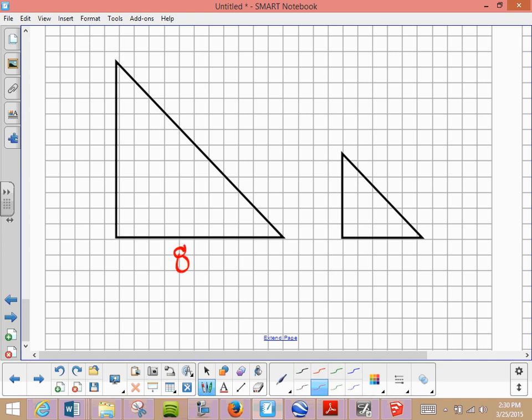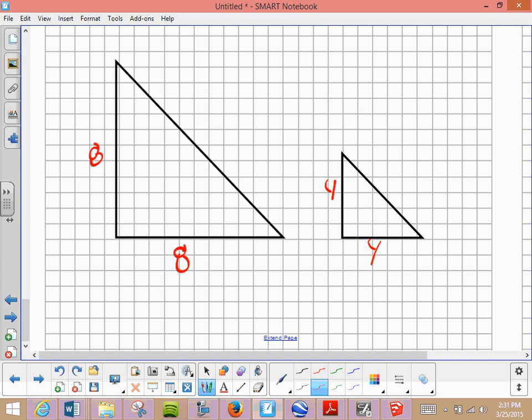When you have a scale factor, you don't divide by it, you multiply by it. So let's say this is 8, this is 8, this is 4, this is 4. What would I have to multiply 8 by to get me 4? I cannot divide it. I have to multiply. Think about it.